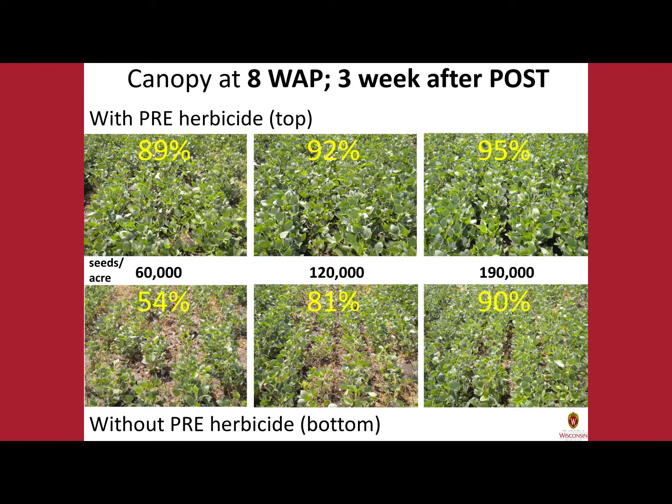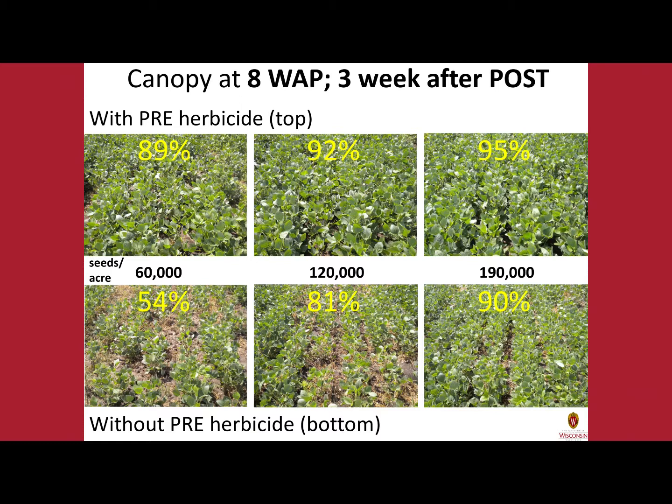At 8 weeks, 3 weeks after post, at 60,000 seeding rate, our difference was 54% canopy development to 89% canopy development. At 120, the difference is 81 to 92. So yeah, those additional plants here are pretty important. At 190, the difference is 90 to 95. At seeding densities that you would have been planting not long ago, this is what you would have wanted to see out there 3 weeks after you sprayed your post-glyphosate, right? You wanted to see a good canopy like this, not 54% here.